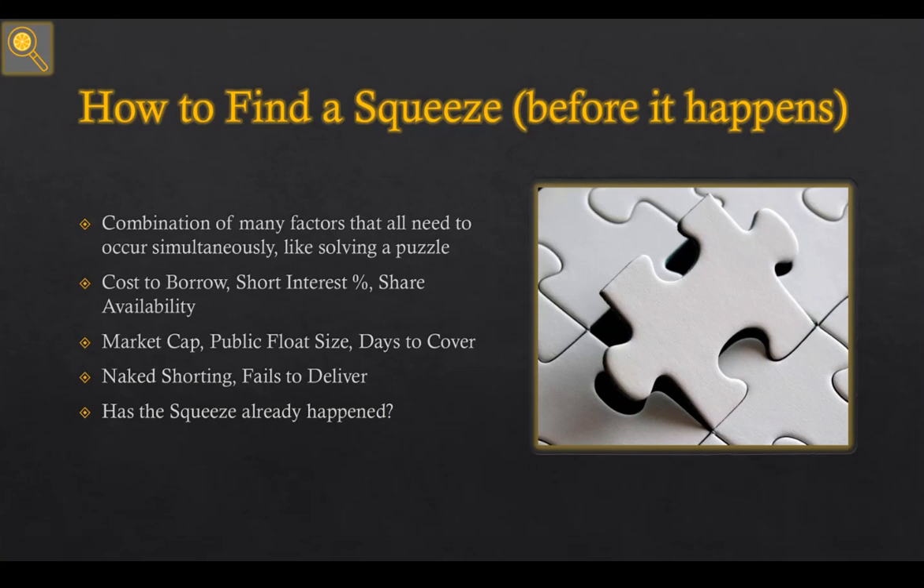Some of the other things that factor in: the market cap, the float size, days to cover. We want market cap and float size to be as low as possible because small stocks are easier to juice the price.